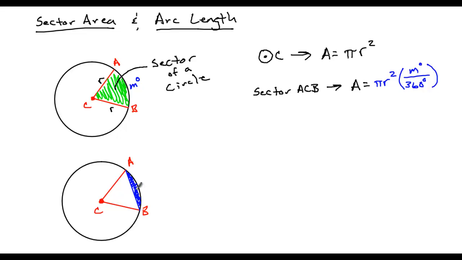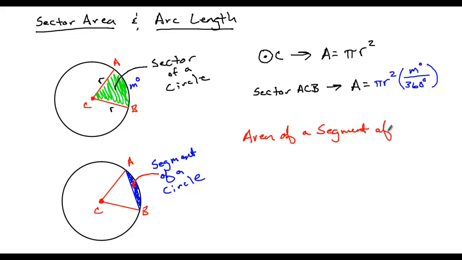It's kind of like the crust of a pizza. So the sector is like the entire slice of a pizza, and a segment of a circle is kind of like the crust. So that's a segment of a circle. So one of the things we're going to have to find is the area of a segment. So area of a segment of a circle.